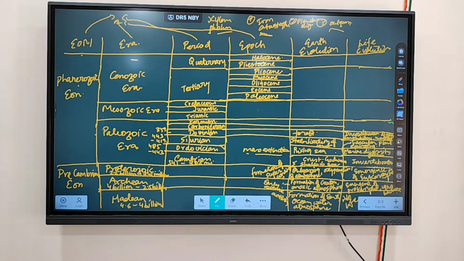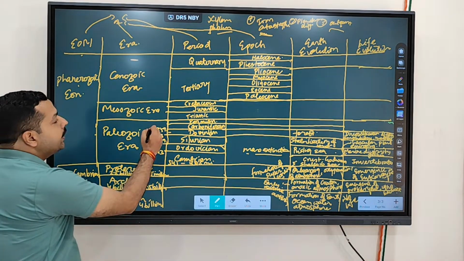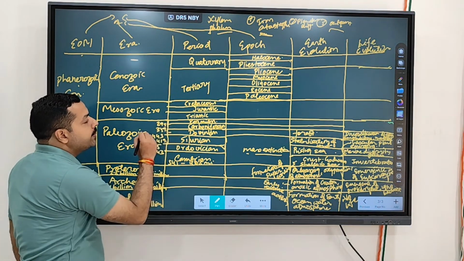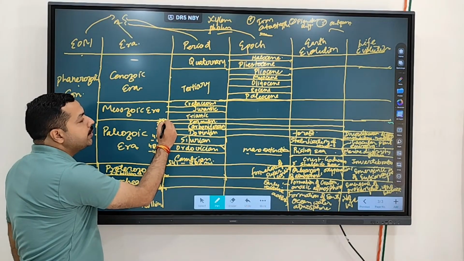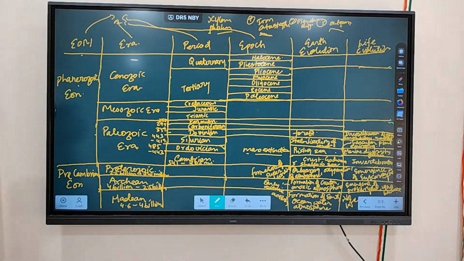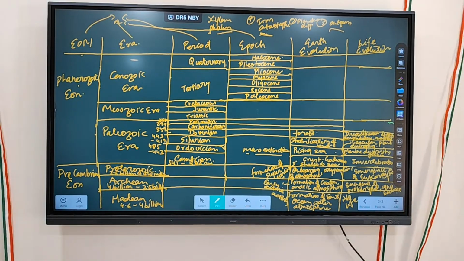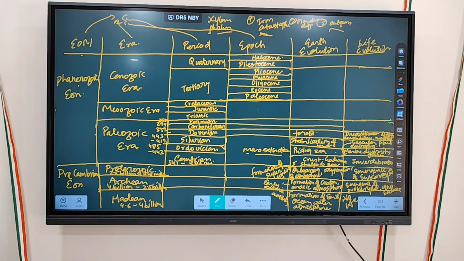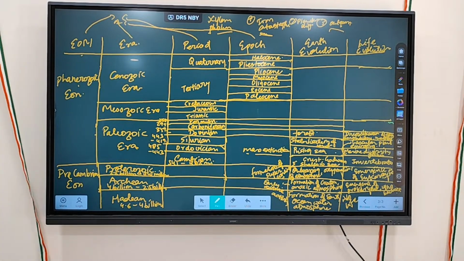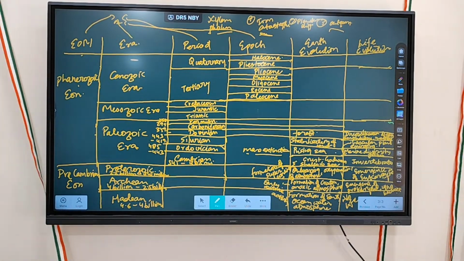From 359 to 299 million years ago, it is called the Carboniferous period, and from 299 up till 252 it is called the Permian period. So 359 to 299 is the Carboniferous period, and 299 to 252 is the Permian period. Clear?